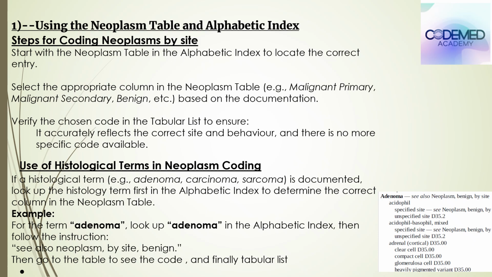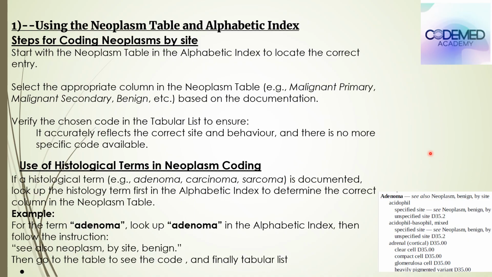Now, let's assume that the histological term of the neoplasm is given. If a histological term is documented, look up the histological term first in the alphabetical index to determine the correct column in the neoplasm table. For example, if the term adenoma is given, first we look up adenoma in the alphabetical index, then follow the instruction. In front of adenoma, you will see that they have written "see neoplasm, benign, by site."